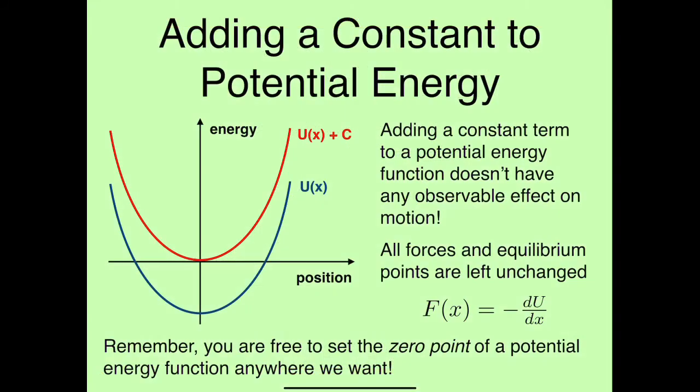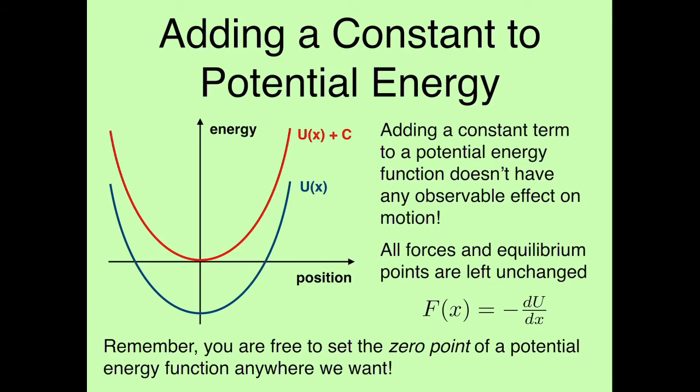Okay, so I'd like to circle back to something that I mentioned before, which is what happens when we add a constant to our potential energy function. The claim that I made earlier was that adding a constant to your potential energy function doesn't really change anything at all. It doesn't have any observable effect on the motion that you're describing, so you're perfectly free to add a constant and nothing changes.